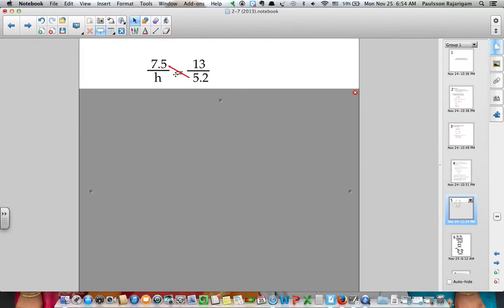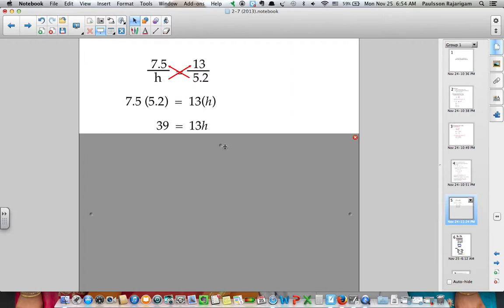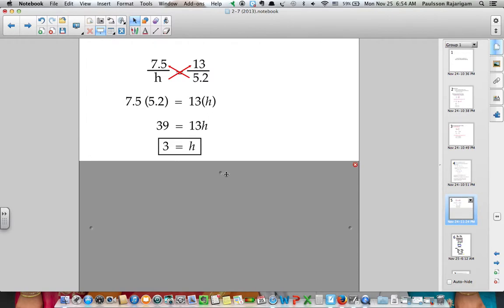So I'm going to multiply 7.5 times 5.2, and I'm going to multiply 13 by H. I will definitely encourage you to try and do this in your head. It's actually 39. So 39 equals 13H. Divide both sides by 13, and you get H equals 3.